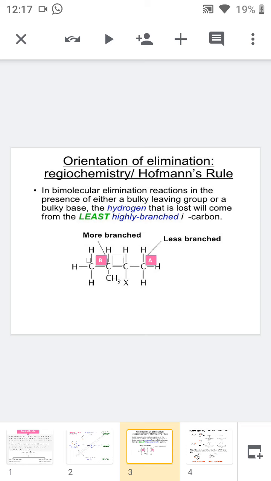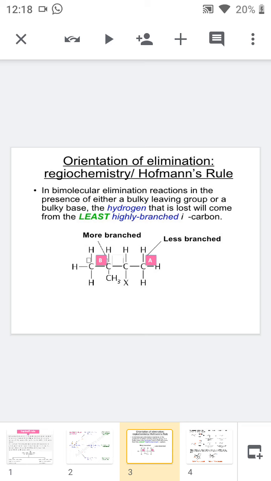See, in this example, the halogen atom is attached to a carbon atom, and this carbon atom is substituted by one bulky group, another one is CH3, and the other one is hydrogen. So if we eliminate the halogen, we will get a carbocation, and in order to stabilize this carbocation, one more elimination of a hydrogen will occur. So we can take the hydrogen either from A or from B.